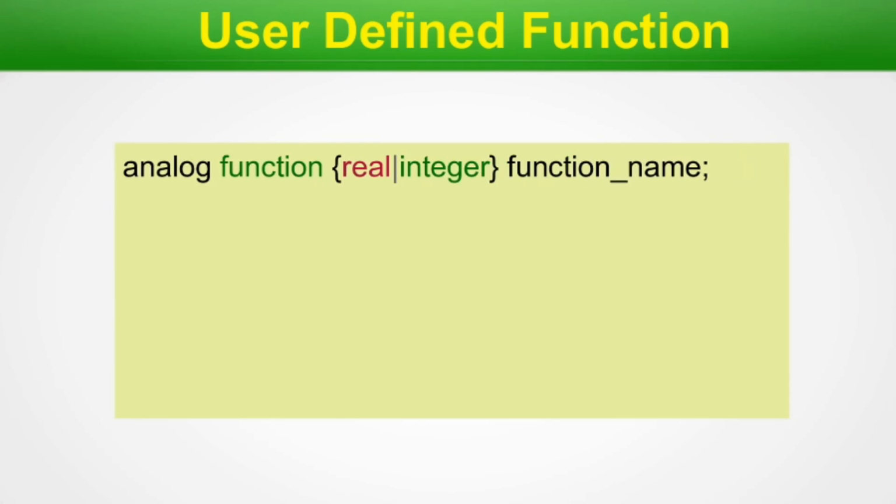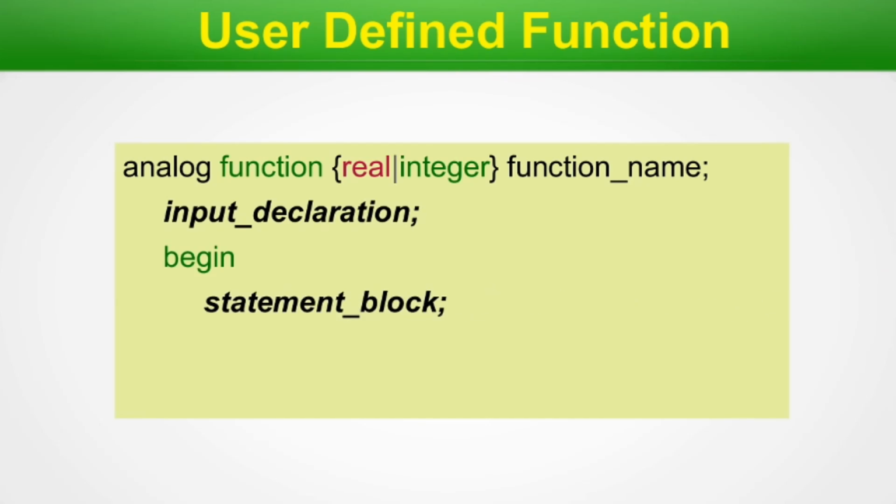This analog function, the first line will be the analog function. This is a keyword, and then the next is the return type, real or integer. Then the next one is the function name. And then we define the inputs in the input declaration section. We start the body with the begin keyword. Here we write all the statements in the statement block. We end the body by the end keyword, and we end the analog function with the end function keyword. So guys, remember this input declaration and statement block. These are 2 blocks. This is not a single statement.